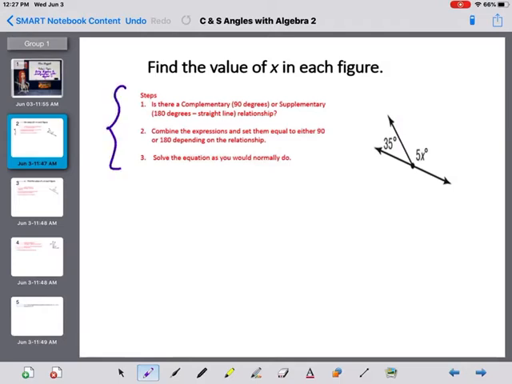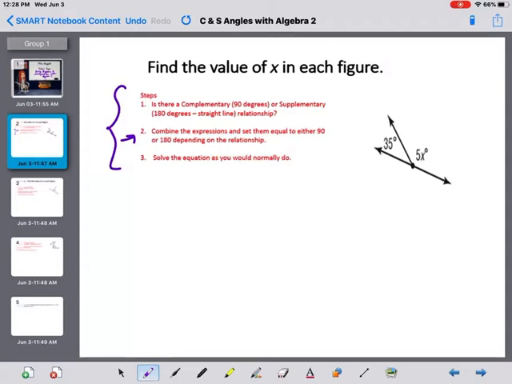First thing we want to do is ask ourselves if there is a complementary or a supplementary relationship. It's kind of easy to tell. If you have a right angle broken into two parts, then you know it's definitely a complementary relationship. If you have a straight angle broken into two parts, then you know it's a supplementary relationship. You need to know that type of relationship in order to complete step number 2. We need to set up an equation and set it equal to either 90 degrees or 180 degrees, depending upon whether they are complementary or supplementary angles. Once we do that, we can go on to step number 3 and solve the equation.